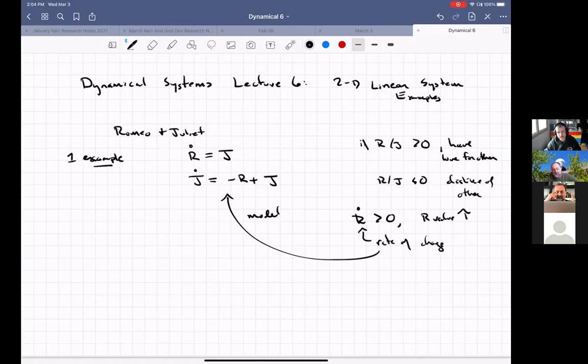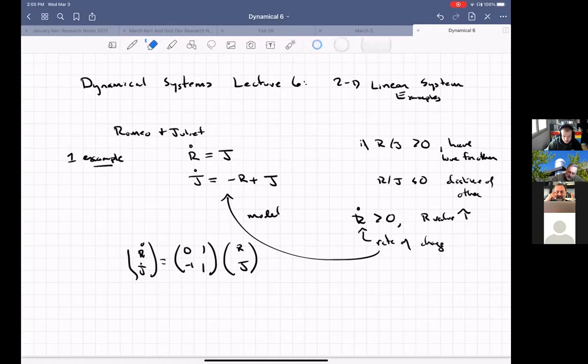Okay, so this is how we were analyzing this. We're going to say that R dot and J dot is some matrix times R and J. So the matrix we extract here is 0, 1, minus 1, 1. Everybody see how I got that matrix out? Right, so if I just move this J over, this is 0 R plus 1 J. All right, so I can extract this matrix.